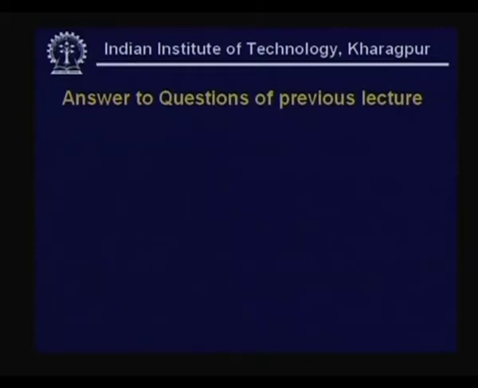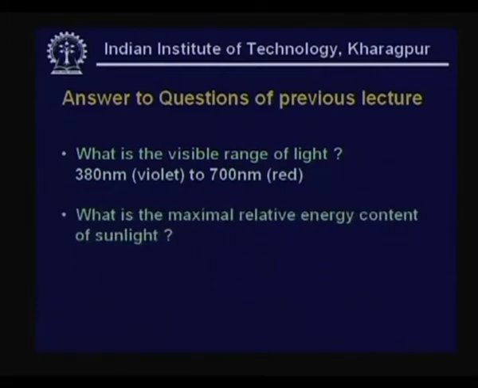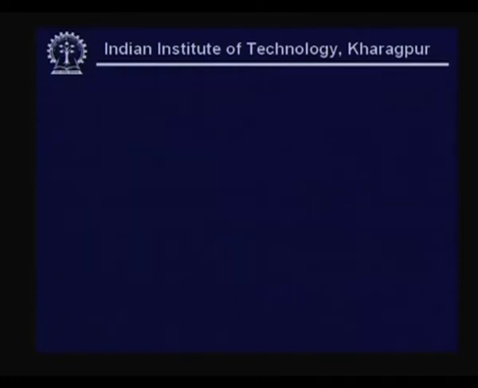Now, before we close, let us look at some of the answers to questions in a previous lecture, lecture 2 on radiation. What is the visible range of light? The visible range of light spans from 380 nanometers corresponding to violet to 700 nanometers corresponding to red. What is the maximal relative energy content of sunlight? As seen from the spectrum shown in lecture 2, the maximal relative energy content corresponds to a wavelength of 550 nanometers, which is in the green zone.